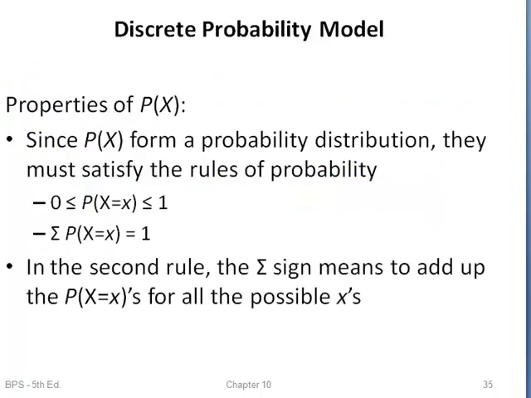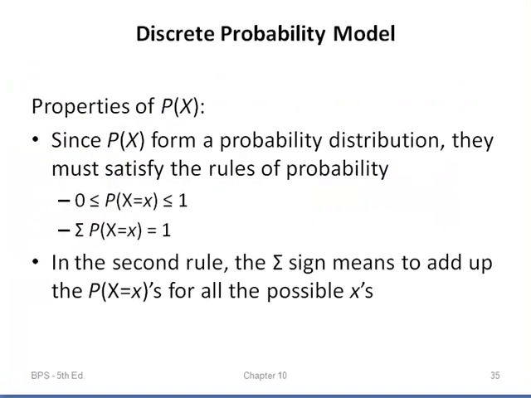So let's look at some properties that have to be met in order for a model or a distribution to be a discrete probability distribution. Let's look at these properties. The probability of any particular value has to be a number that's a probability. It has to take on values between 0 and 1, including 0 and 1. So it can't be any number greater than 1, and it can't be any negative number. Those would not be probabilities. So probabilities only take on values between 0 and 1, including 0 and 1.